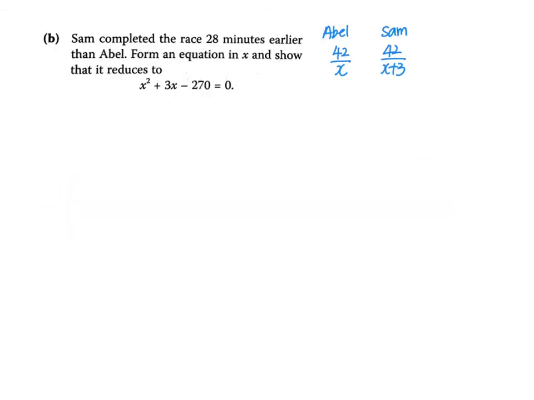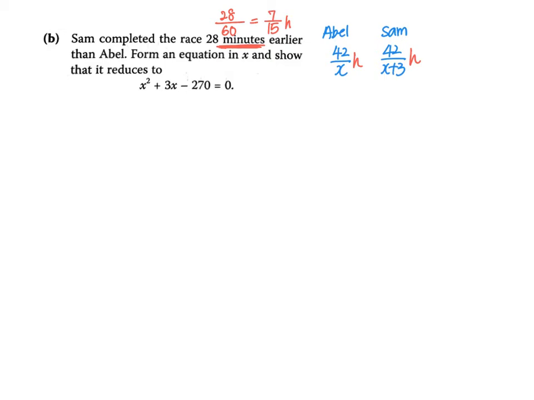Sam completed the race 28 minutes earlier than Abel. Form an equation. So 28 minutes. Now notice that both Abel and Sam's timing are in hours. So we need to change 28 minutes to 7 over 15 hours. Okay, so that they have the same units.